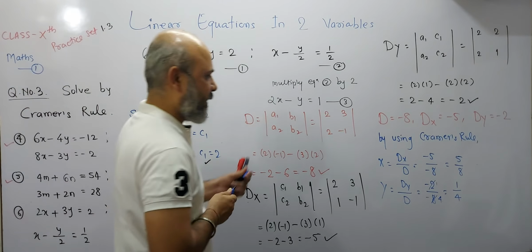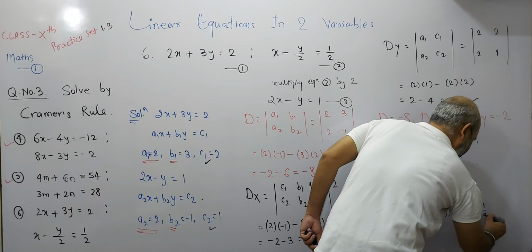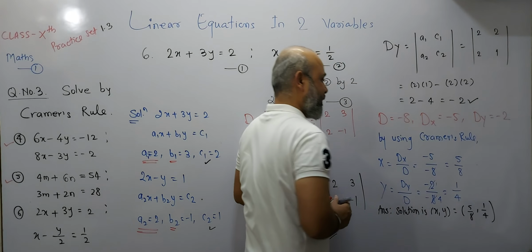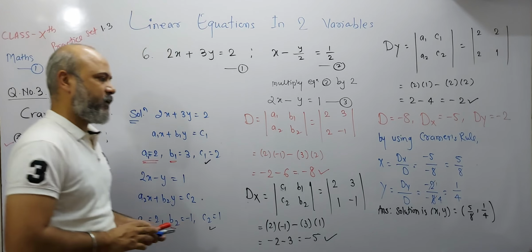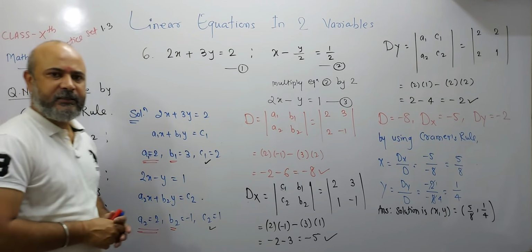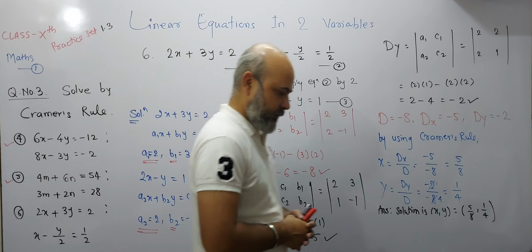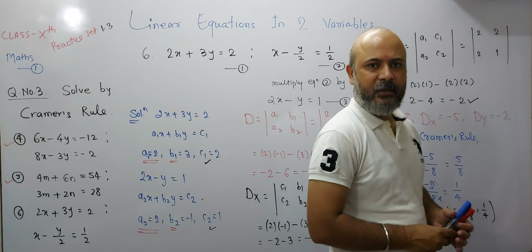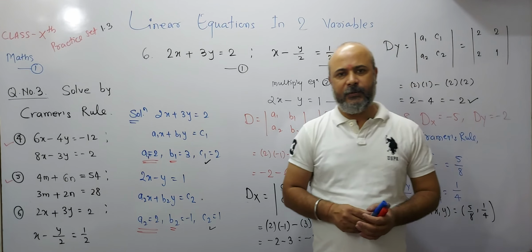And finally we write this answer, that is solution is, that is x comma y. What is x? X is 5 by 8 and what is y? Y is 1 by 4. Okay student? So if you want to take the screenshot, you can take the screenshot. So this is the very last question of practice set 1.3 and next practice set we are going to see in the next video. Okay students?